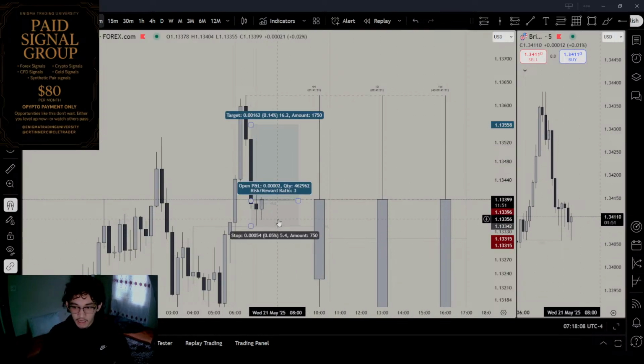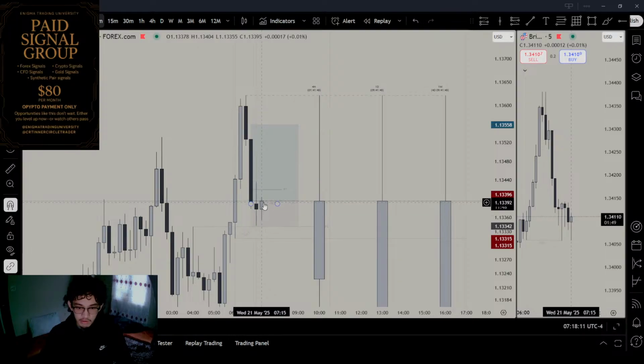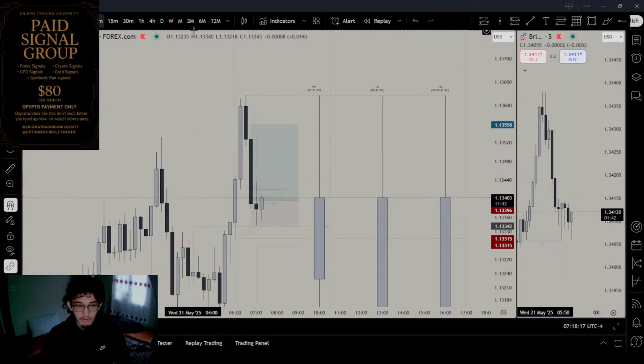Oh, we don't really care about the 5 minute. We care if the 15-minute time frame closes bullish here, and this 15 to close bullish. That's what we care about.